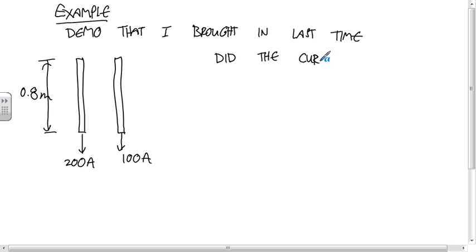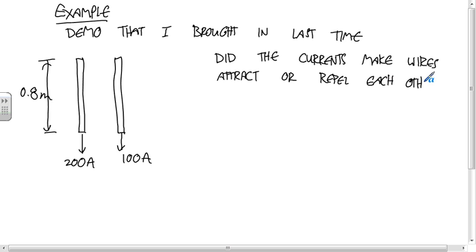Did the currents make the wires attract each other or repel each other? Anyone happen to remember? Yeah, it sucked them together, okay? And so now we have the ability to calculate why that is, and even how strong the force is between them. So let's say also that there was a distance between them of 10 centimeters, so 0.1 meters between them.